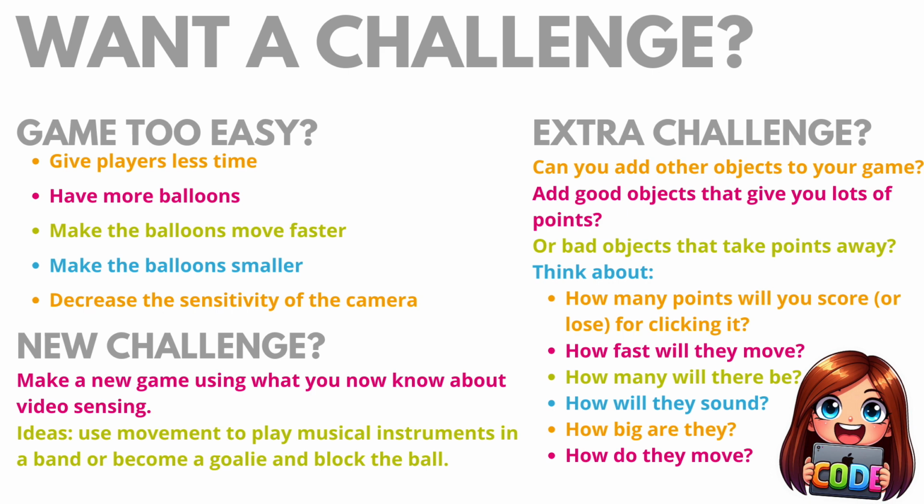You need to think about the objects you're adding and think about how many will there be, how big will they be, how will they move, will they just appear and disappear? How many points would you score or lose for clicking on them or basically having motion over the top of them? Will it move faster or slower than the balloons move? What will it look like? What will it sound like when it's being clicked? There's lots of different things that you can do there.